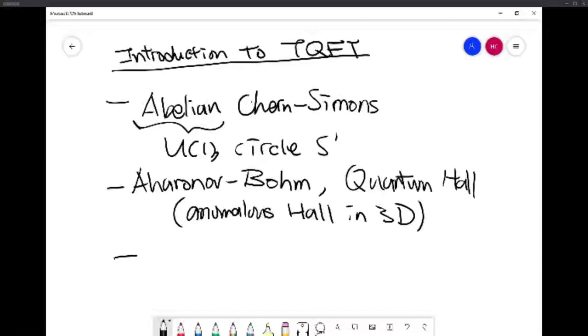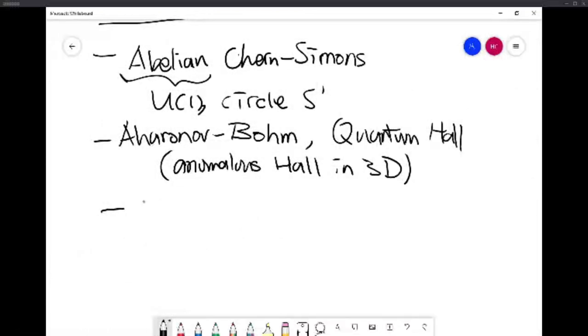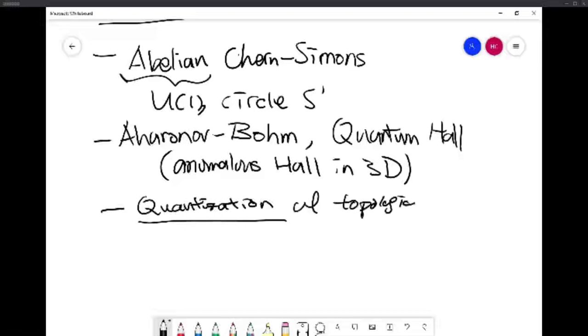And otherwise, that's the plan so far for today. And I want to also go into quantization, and quantization of topological defects, and just a very simple example like the Dirac monopole. But yeah, hopefully that's reasonable and realistic for today's topic.